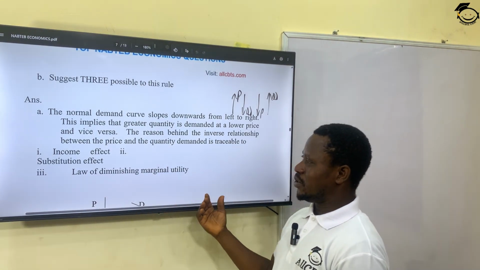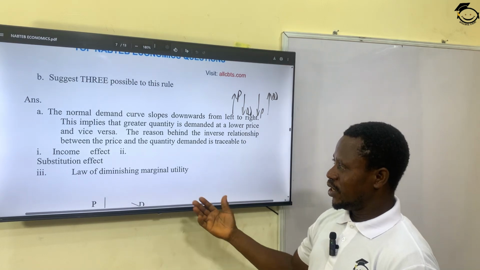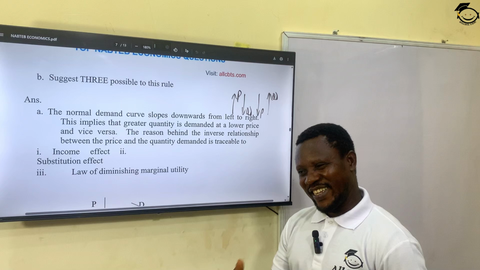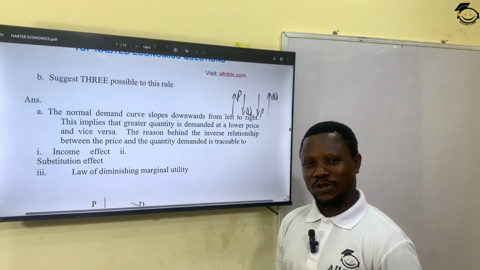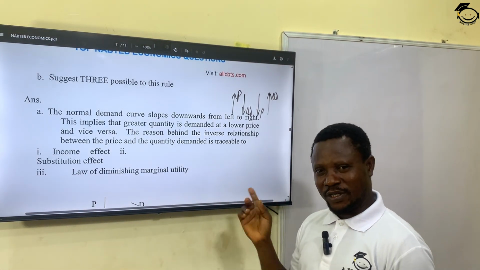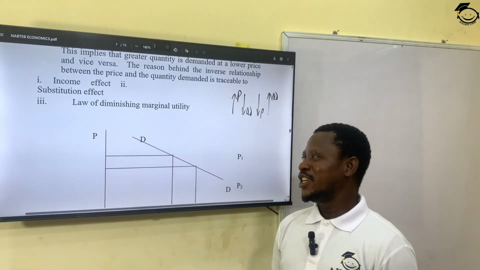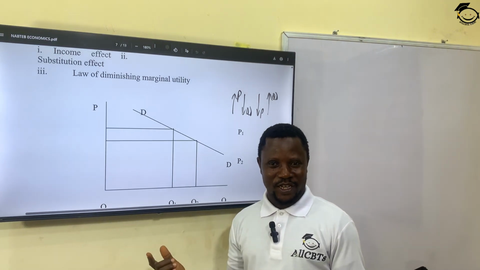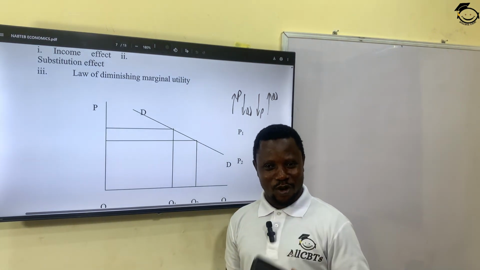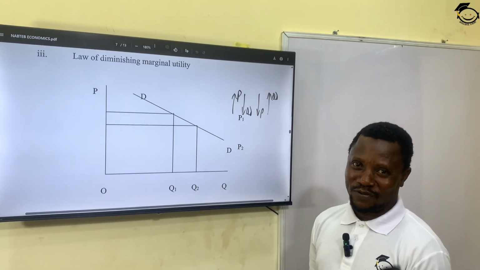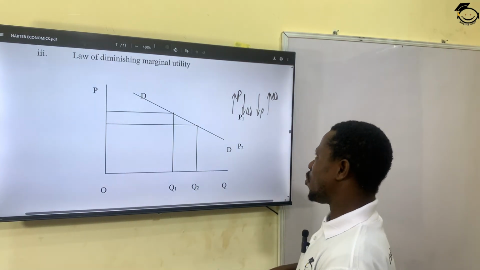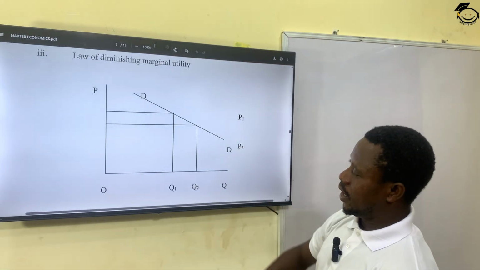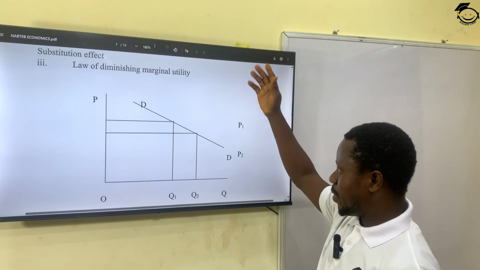The law of marginal utility is another one. The more and more you consume of a particular product, the less and less satisfaction you derive. That's the meaning of marginal utility. For instance, if you are thirsty, the first bottle of Coca-Cola you take, you enjoy it as if you are in heaven. By the time you take the second and the third bottle, you notice that your satisfaction for that Coca-Cola is going down. That's the law of marginal utility. So these three major points bring about that particular question.